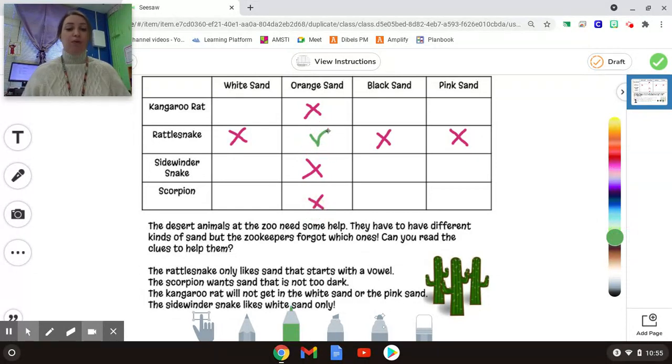And if she's got the orange sand, then no one else can have it. So here's your first one done. You know that the rattlesnake wants the orange sand. So use the clues to find out the rest of it. This one might be a little tricky, but I think you can do it. And remember, only one animal can have each sand. So once you find out which one it is, mark it off. Okay? Here we go. So that's good.